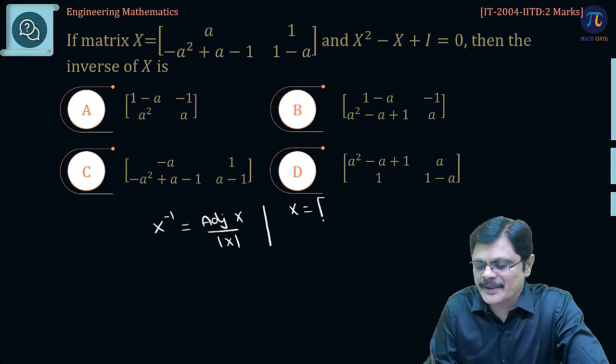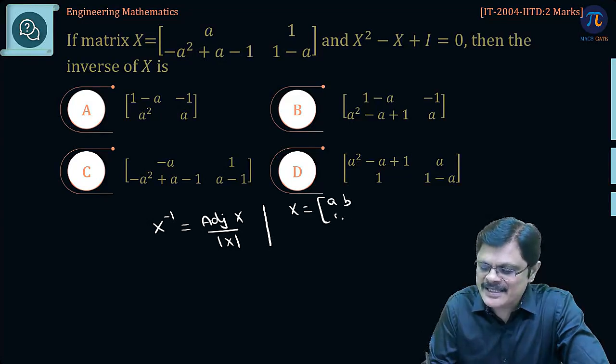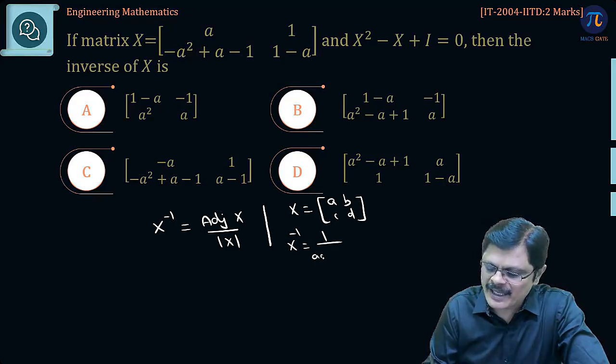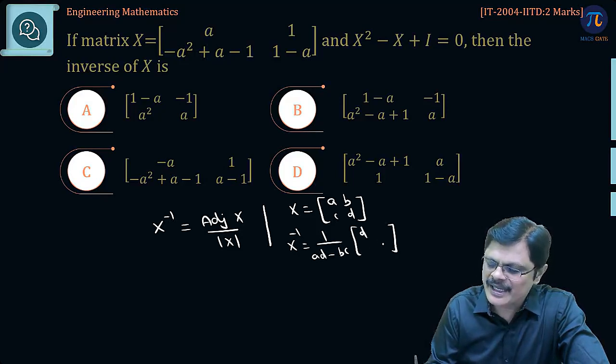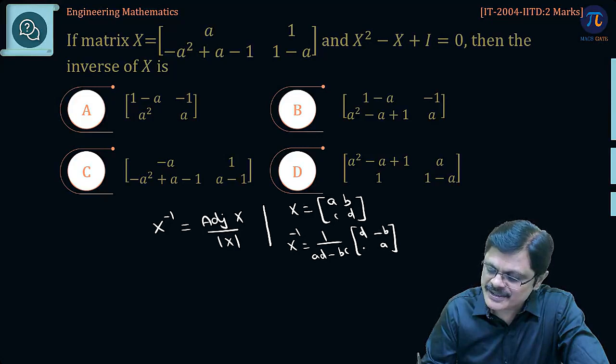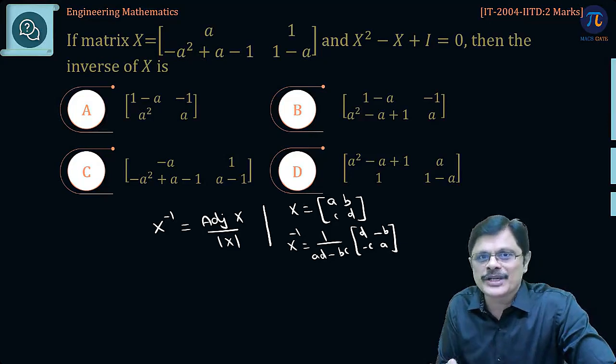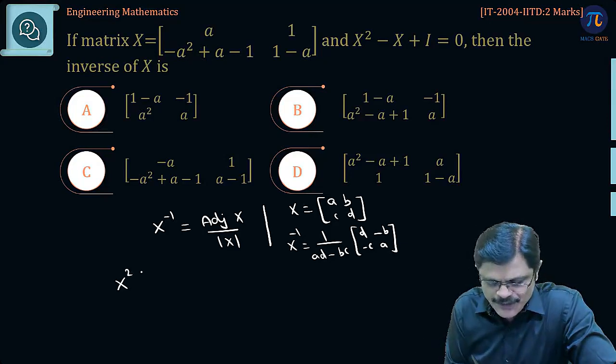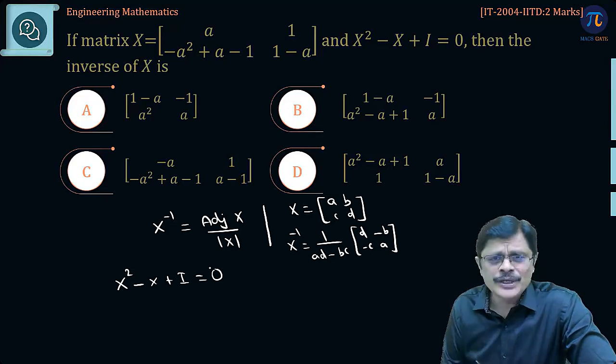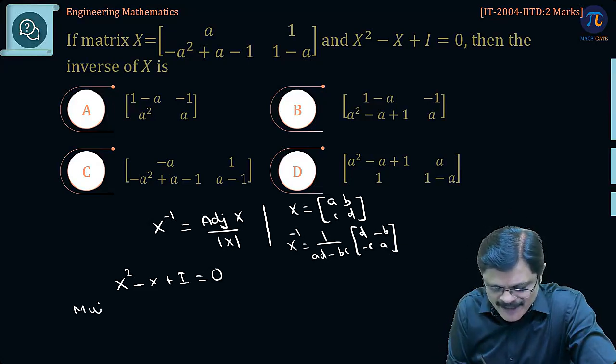If x is a simple 2 by 2 matrix like A, B, C, D, the inverse of this 2 by 2 matrix can be directly written as 1 by AD minus BC. Here, the main diagonal elements are swapped, D, A are swapped. Then the off diagonal element sign is changed. This is the formula, you can use it. These are the two methods. The third method is the logical approach. So what we do here is x square minus x plus I is equal to 0. Here you multiply throughout by x inverse.